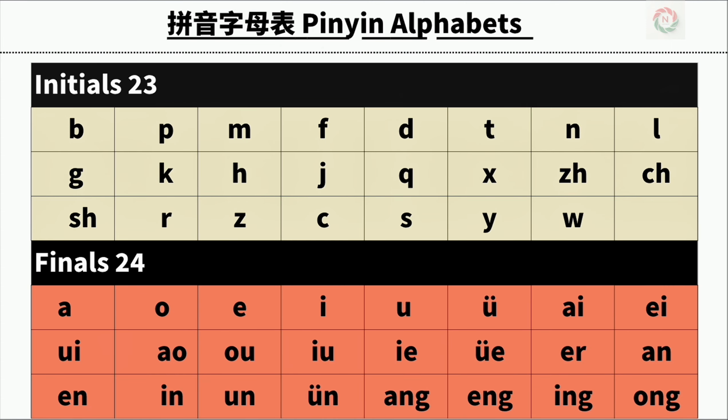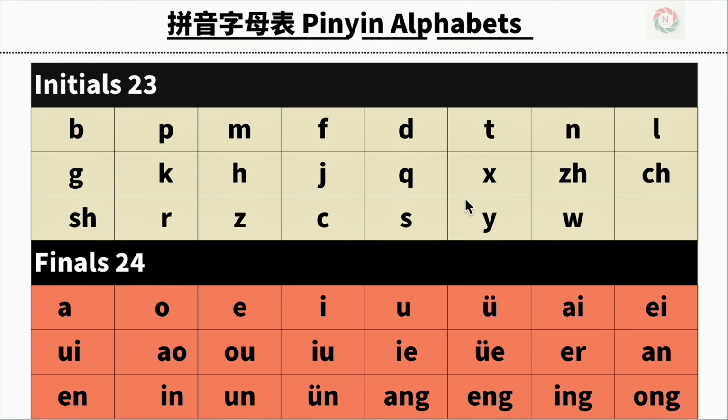And here we have the Pinyin alphabet. So Pinyin basically means spelling. So Pinyin is the alphabets that actually make up Chinese language. These alphabets are joined together to form words in Chinese. And they are broken into two. We have the one we call the initials, which is 23 in number, and then we have the finals, which is 24 in number. So you can understand it that the initials are consonants.